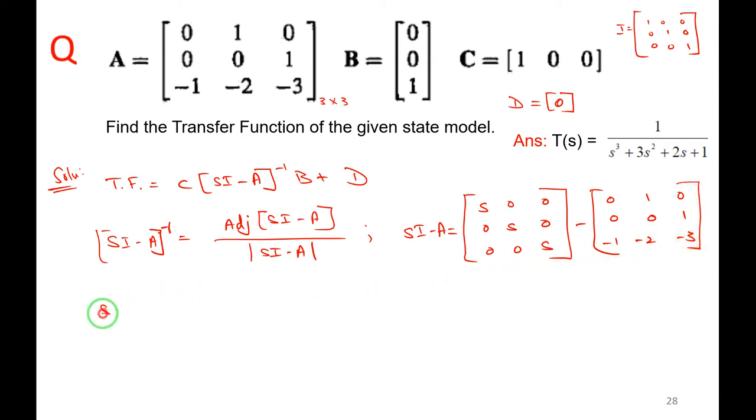So we will get sI minus A here. Subtract corresponding elements. So s minus 0 is s. 0 minus 1 is minus 1, 0 minus 0 is 0, then 0 minus 0 is 0, then s minus 0 is s, 0 minus 1 is minus 1. So 0 minus of minus 1 means 0 plus, it is 1. 0 minus of minus 2 means plus 2, it is 2. So s minus of minus 3 is s plus 3. I hope you are getting this. This is sI minus A.